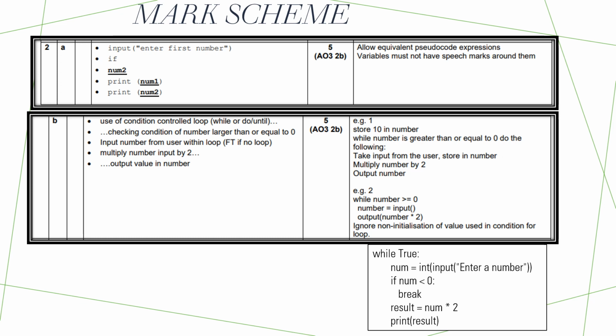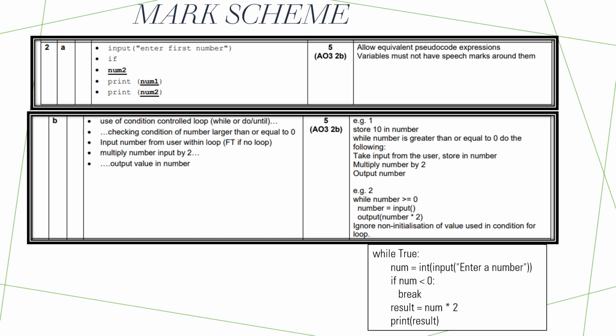If the number is less than 0, then we're going to break the loop, and if it isn't, we continue. If we continue, we double the number and store it in result, and then we print results out, and it will go back to the start of the loop and ask you to input another number, and so on and so on and so on.